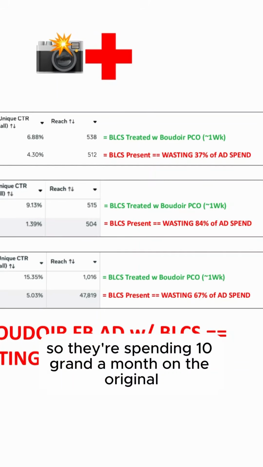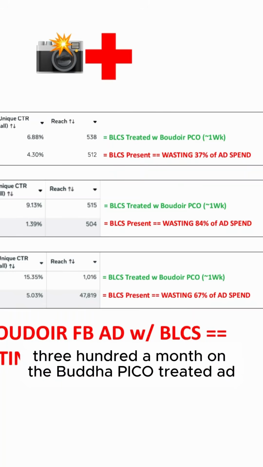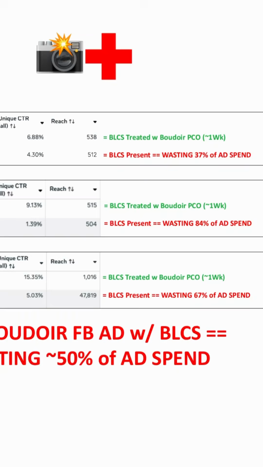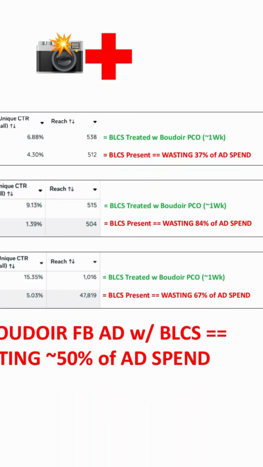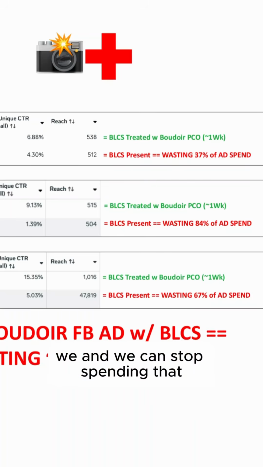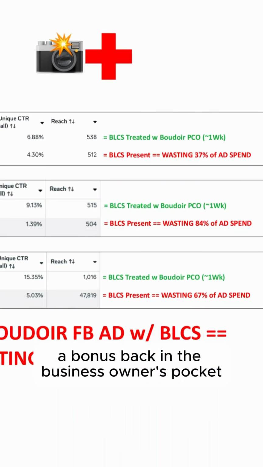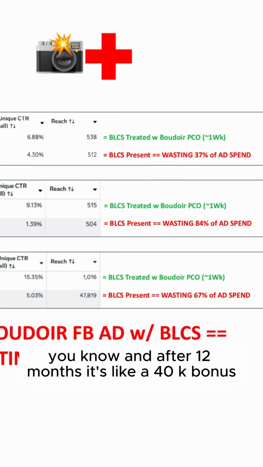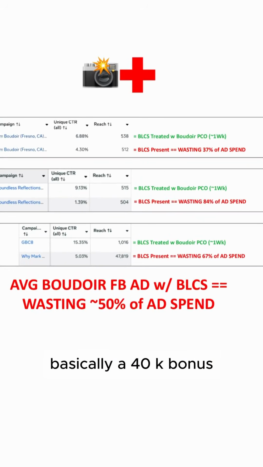So if they're spending 10 grand a month on the original, they now only have to spend 6,300 a month on the Boudoir Pico treated ad, and they're getting their ad into the same number of women's brains in both cases. So that's 3,700 bucks a month wasted. We can stop spending that, and that's kind of a bonus back in the business owner's pocket because they don't have to spend it anymore. After 12 months, that's like a 40K bonus. So a $3,700 bonus every single month, basically a 40K bonus.